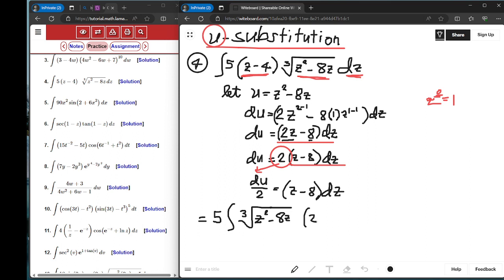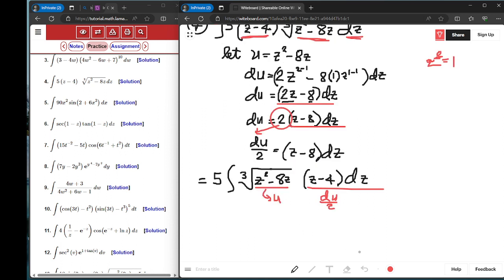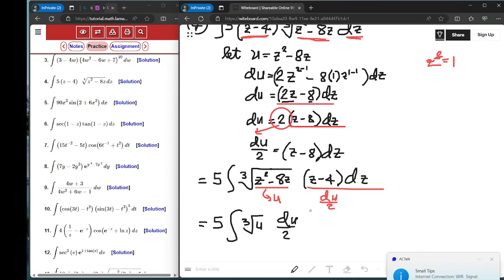Then that's z times z, the quantity of z minus 4 dz. That means this part here is our u, and this group here is our du over 2. So if we substitute that one, this will become 5 times the cube root of u times du over 2, which is now a simplified form.